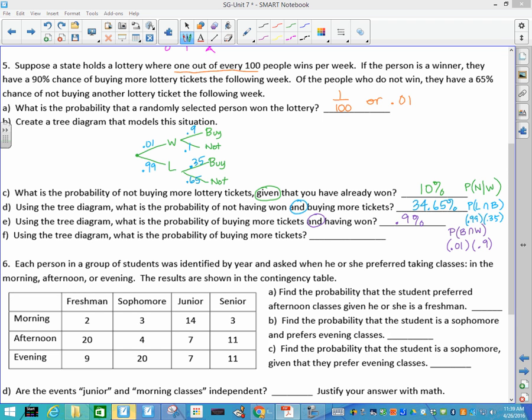Okay. What is the probability of buying more tickets? Buying more tickets. So that's this and this together. Have we calculated both of those? We did on these last two. So if I add these two numbers together, then I'm going to have 35.55%. And yes, you could put 35.6%.